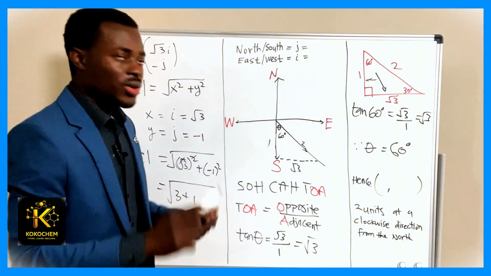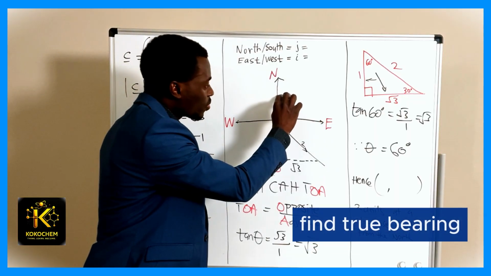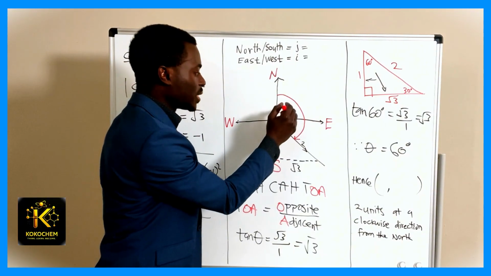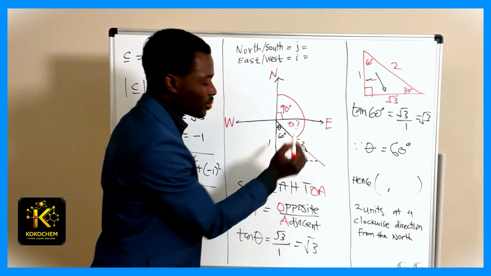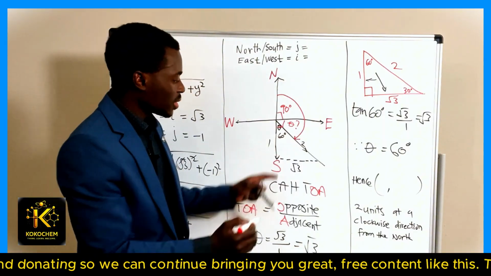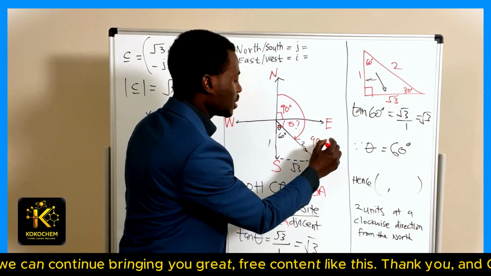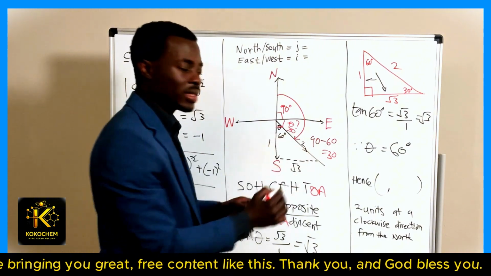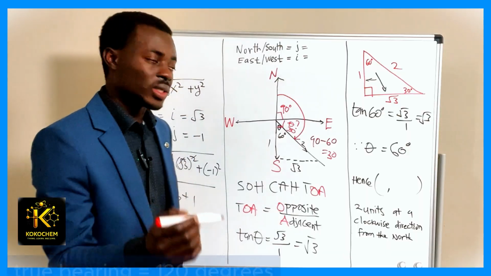We are not done yet. We know that bearings are always measured clockwise from the north. So we move from here to the vector. We know that this point is 90 degrees, right? How about this angle? We don't know, but we know that this whole thing is 90. We already have 60 degrees. So 90 degrees minus 60 degrees will give you 30 degrees. This tells me that this side is 30 degrees. So 90 plus 30 degrees will give you 120 degrees.